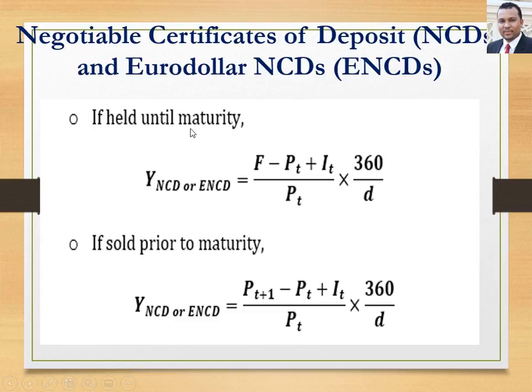What's the difference between until maturity and prior to maturity? Number 1, in the first we talk about face value, F, but in the case of before maturity we talk about two prices: price at time T and price at time T plus 1. In all cases, this is the same interest rate. The second difference is days. In the first, this is the days to maturity, but in the second case we talk about days before maturity.